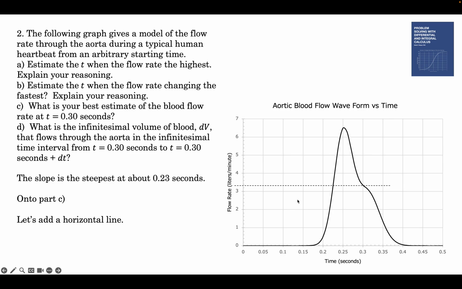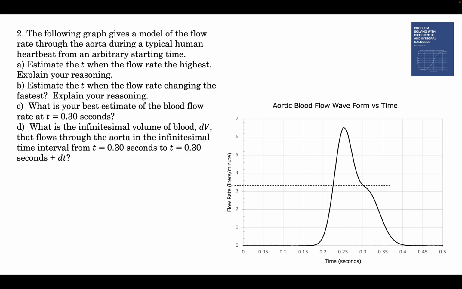So that's 3.2, 3.4. It's between 3.2 and 3.4. It's closer to 3.4. It's over the halfway point. I'm going to call it 3.35 liters per minute. That's the flow rate through the aorta. Estimate. Pretty good estimate.